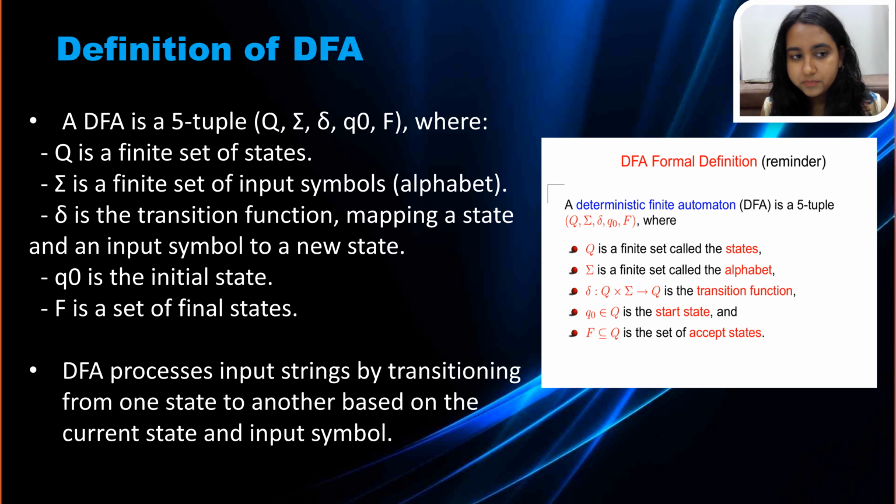Definition of DFA. A DFA is a 5-tuple where Q is a finite set of states, sigma is a finite set of input symbols, that is the alphabet, delta is the transition function mapping a state and an input symbol to a state, Q0 is the initial state and F is the set of final states. DFA processes input strings by transitioning from one state to another based on the current state and the input symbol.